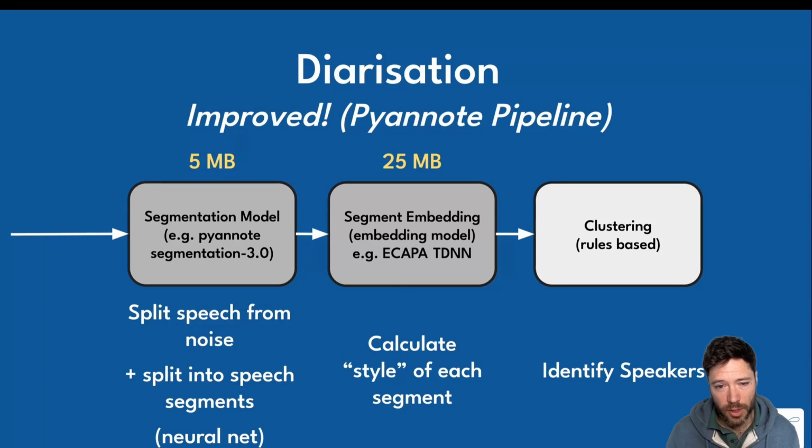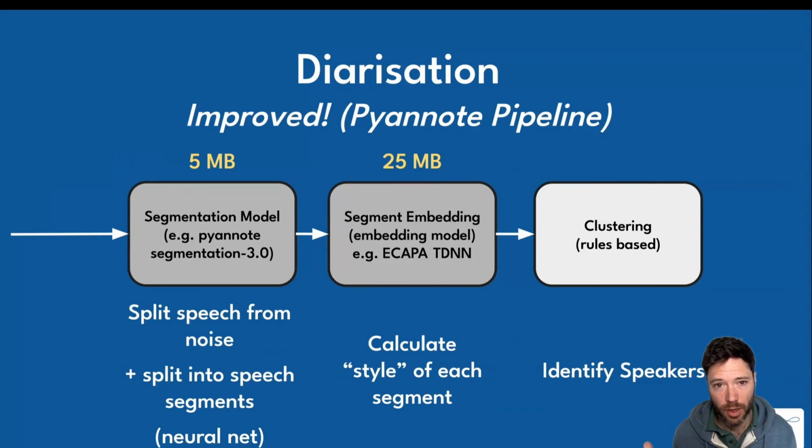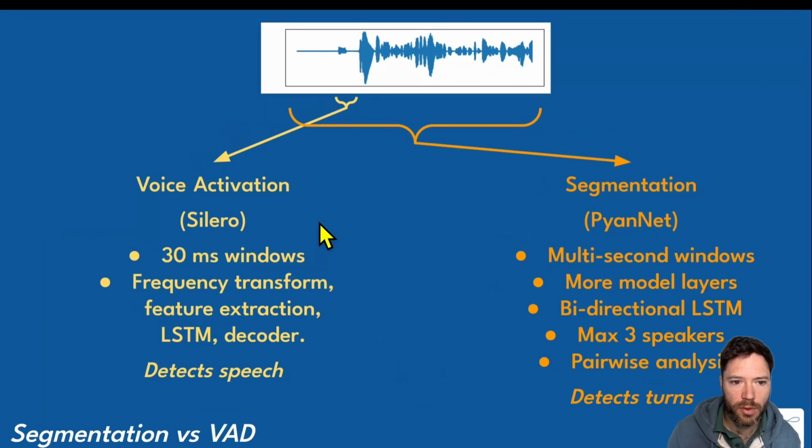Now, a slight improvement here, and this is what Pyannote does in its pipeline, is that rather than a voice activation detection model, it will use a dedicated segmentation model. And this is to split the raw speech into segments of speech. It does things that are a little bit different in a few ways. First of all, while voice activation detection just looks at very small snippets, 30 milliseconds, the segmentation model called PyanNet in the Pyannote library looks at many seconds at a time.